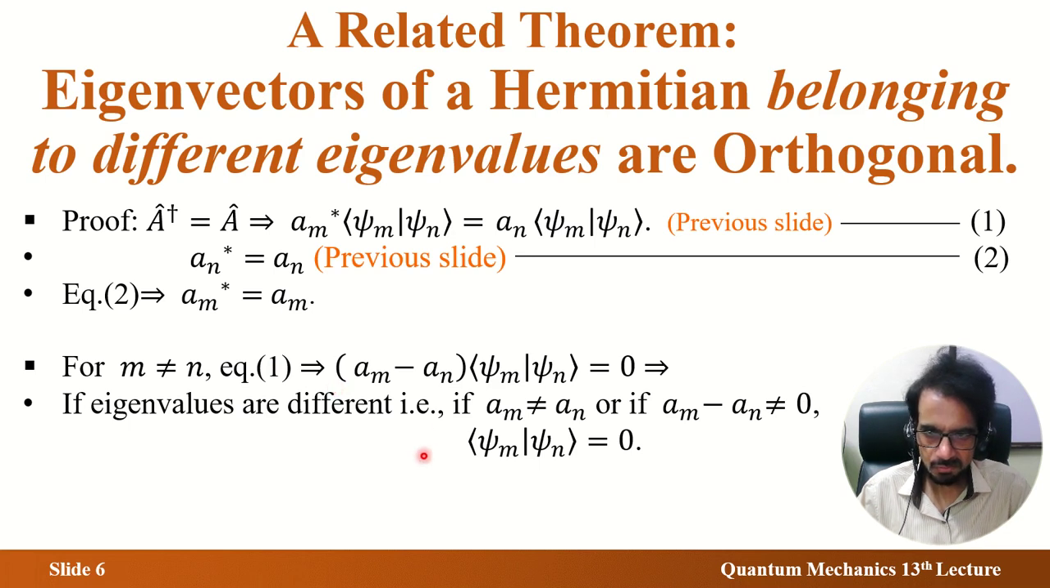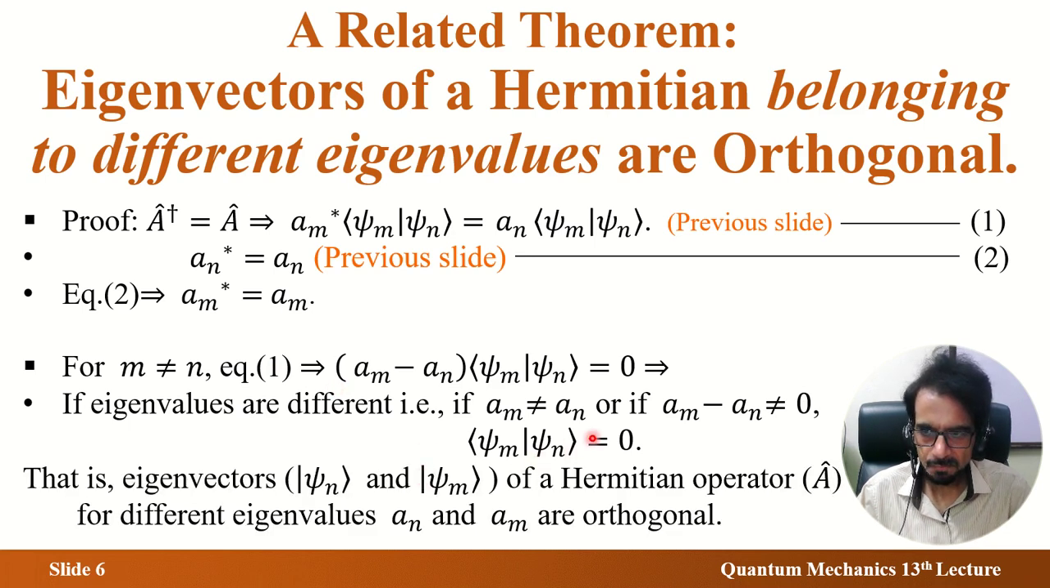Let me see if I have written something else as well in this slide. Okay, I have written the statement of the theorem in symbols, nothing else. And that means, what it said, if an and am are different eigenvalues, then eigenvectors, in this proof I have given the names of the two eigenvectors, namely psi n and psi m.